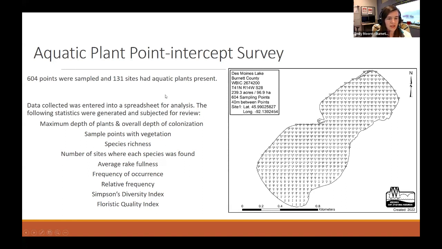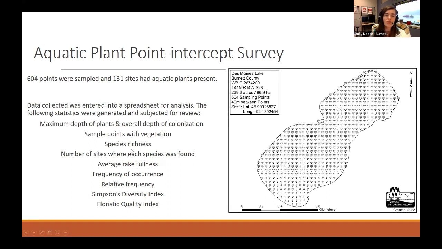This is just a summary of all the stuff that we collected throughout the APM and what we put into our spreadsheet for analysis. So we sampled for aquatic plants at each depth, and we figured out what their maximum depth of plants is and the overall depth of colonization. So what does the plant community look like? Where are these species growing? That sort of thing.